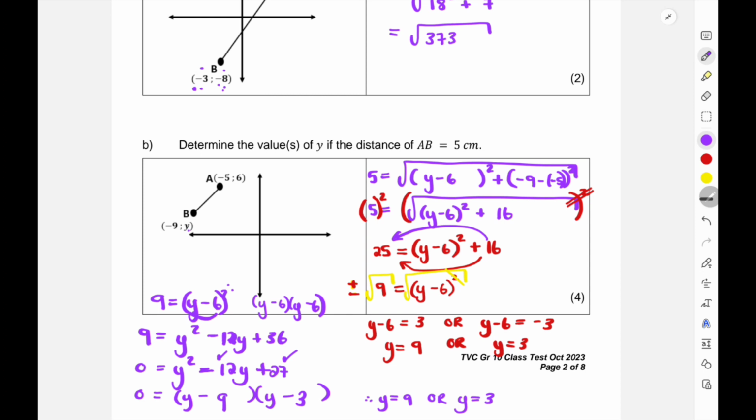Okay, and in this instance, we can take it that y would have been smaller than the 6, which would have been y is 3. But they did ask you to determine the value or values of y if the distance is AB, so you could have kept both answers. But more specifically to this picture, if they had asked you what is the coordinate of B, which I haven't, but if they had, you would have said negative 9, 3.